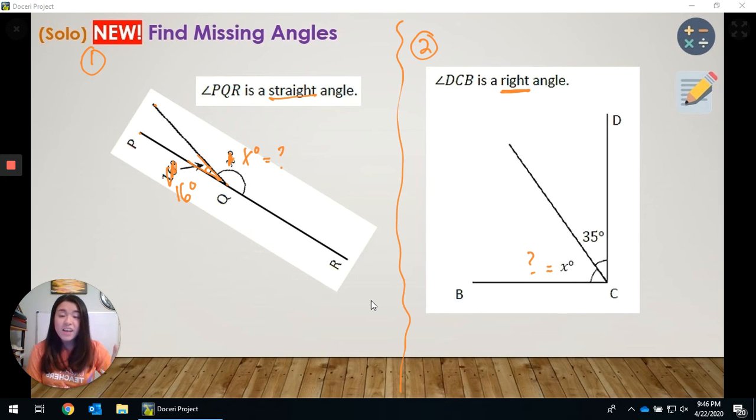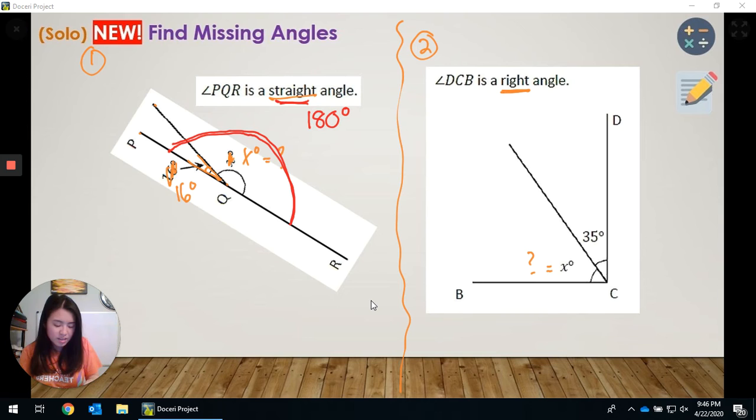First things first, figure out what we know. A straight angle for number 1. Straight means that it is 180 degrees. So from P to Q to R, this whole entire area is 180 degrees. It's a big angle, right? And then we know that this small angle on the left, right here, in orange, is 16 degrees.